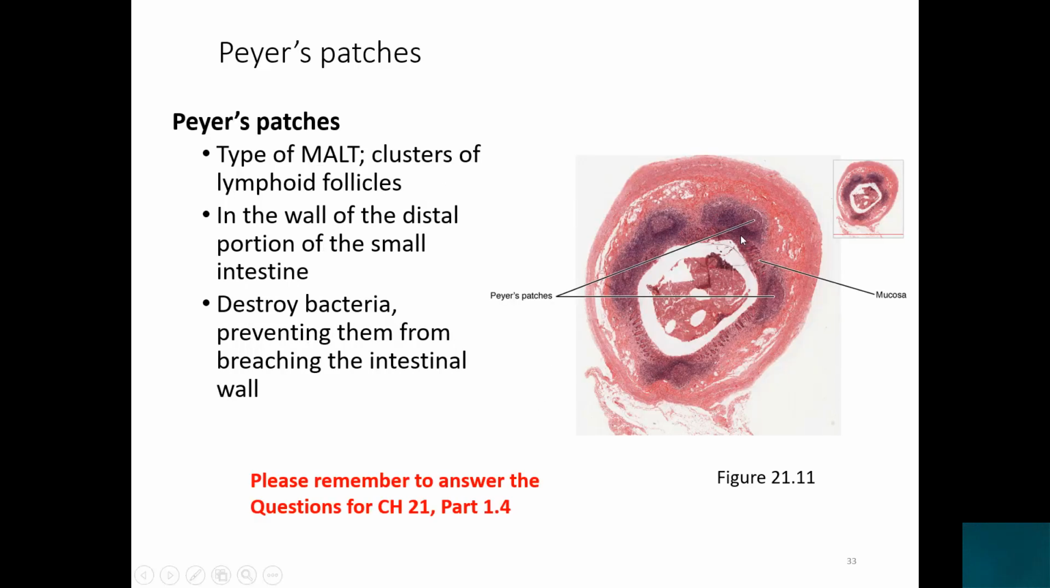And finally, also pretty small, Peyer's patches can be found in the wall of the distal portion of the small intestine. And sitting there, they destroy bacteria, if there are still any bacteria inside of the lumen of the small intestine, preventing those bacteria from breaching the intestinal wall and getting into our blood.